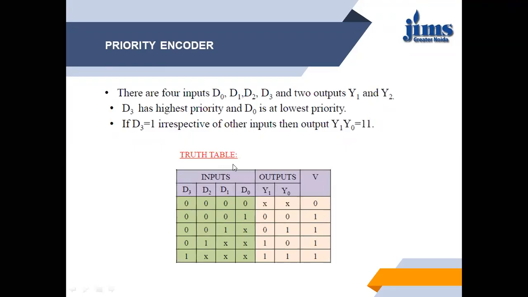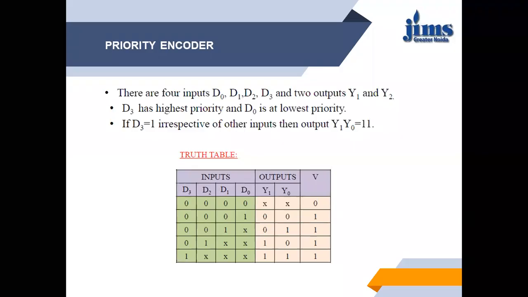Suppose this is the table. D3 has the highest priority, then D3, D2, D1, D0 are the inputs, Y1, Y0 are the two outputs, and we have taken another output V, which indicates whether there is any valid input. In the case when it is 0, 0, 0, 0, none of the inputs is 1, and we show V as 0, which means there is no valid input, and we don't care about the output. Now come to the last line; we start our table from here.